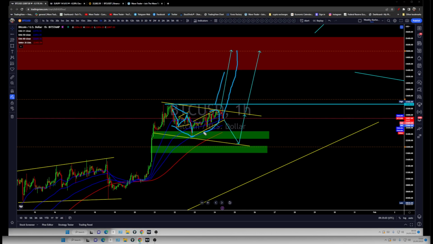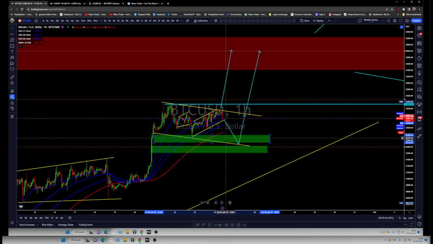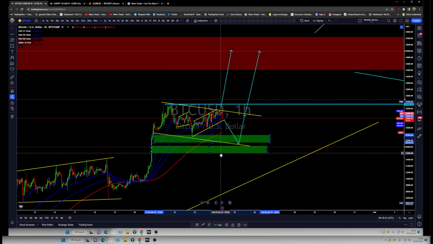But we can see that the move is not so strong. It's not so aggressive like this previous one. So there is a chance that we still may see another leg lower, because we can still see that the sellers are still sitting over there. They are trying to push the Bitcoin lower. If we are going to see a drop, then these are the places you are watching.